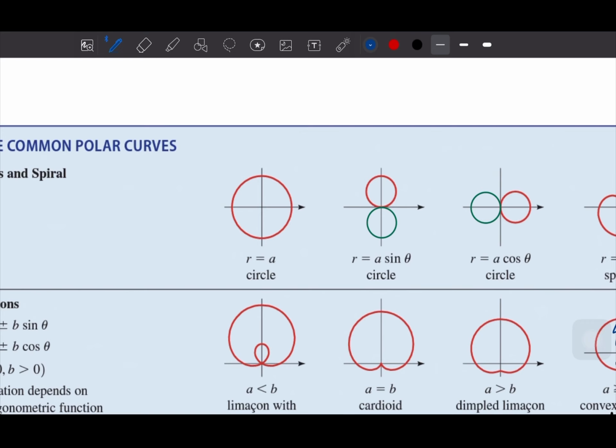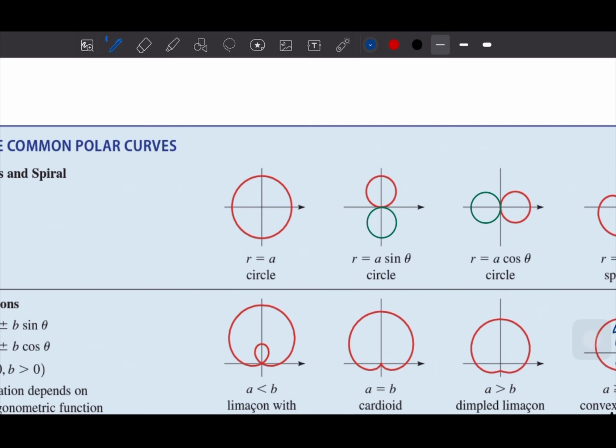Invisible circle. So when we say r equals a, r is constant, which means we have a radius which is a constant a. It can be 2, 1, 5, 4, which means it is a circle with a fixed radius. And then we talk about the sine or cosine, and we have a constant in the front.